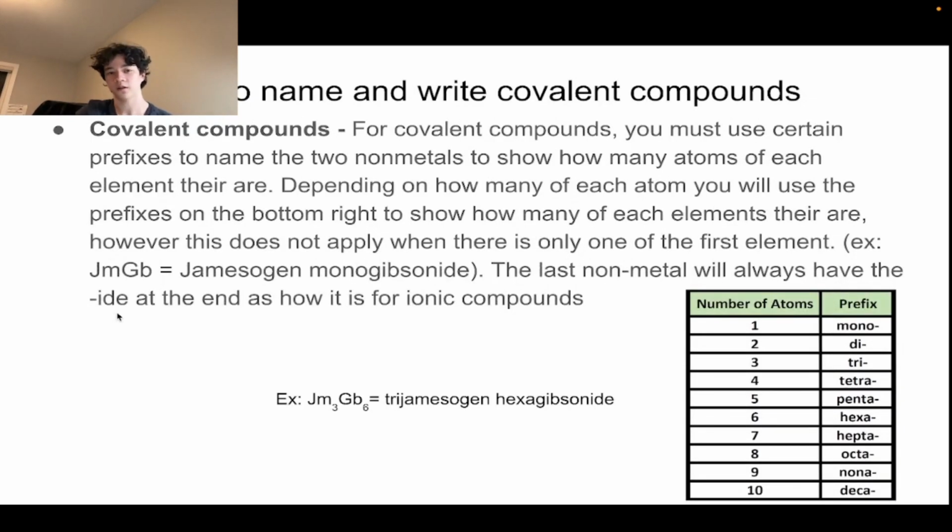So now we're going to get to our last topic, and it's going to be how to name and write covalent compounds. For covalent compounds, you have to use certain prefixes for the two nonmetals to show how many atoms are in each. Depending on how many atoms, you're going to use prefixes, as I said. This doesn't apply to the first element, however. For example here, you're not going to say mono because it's just one.